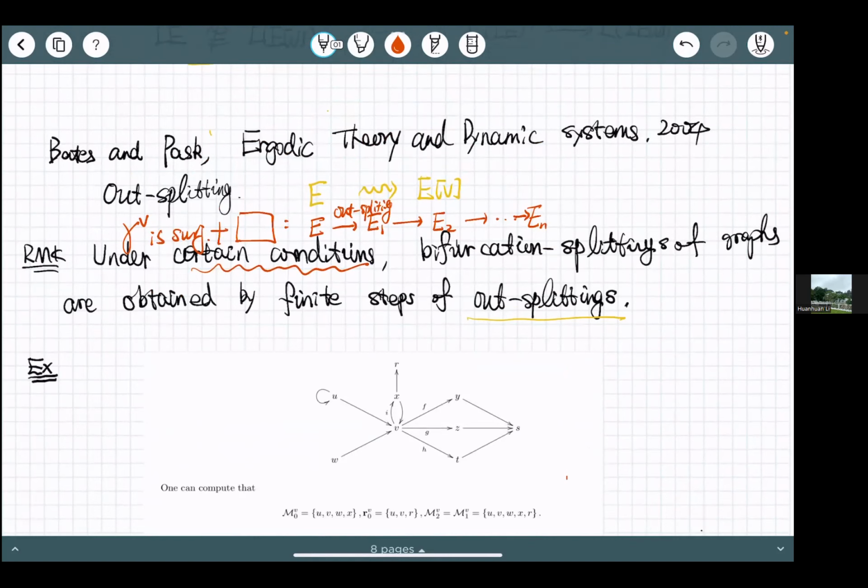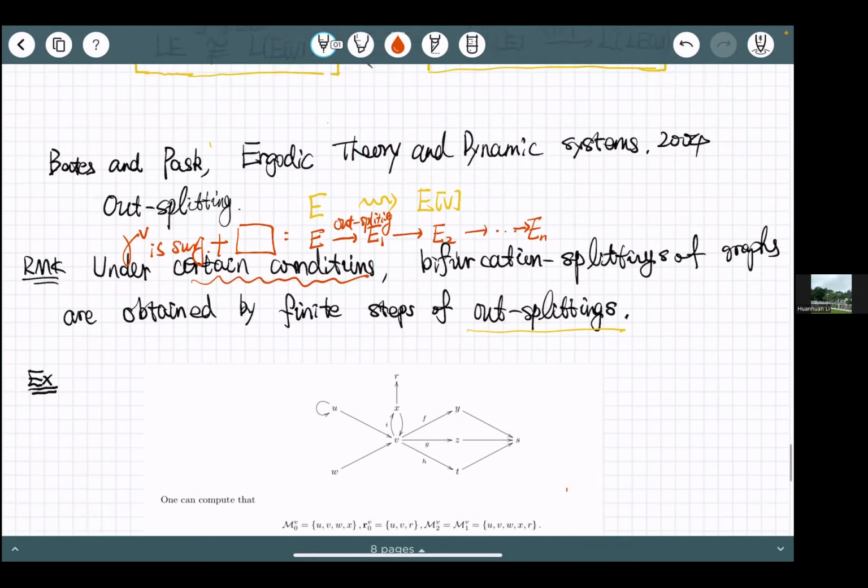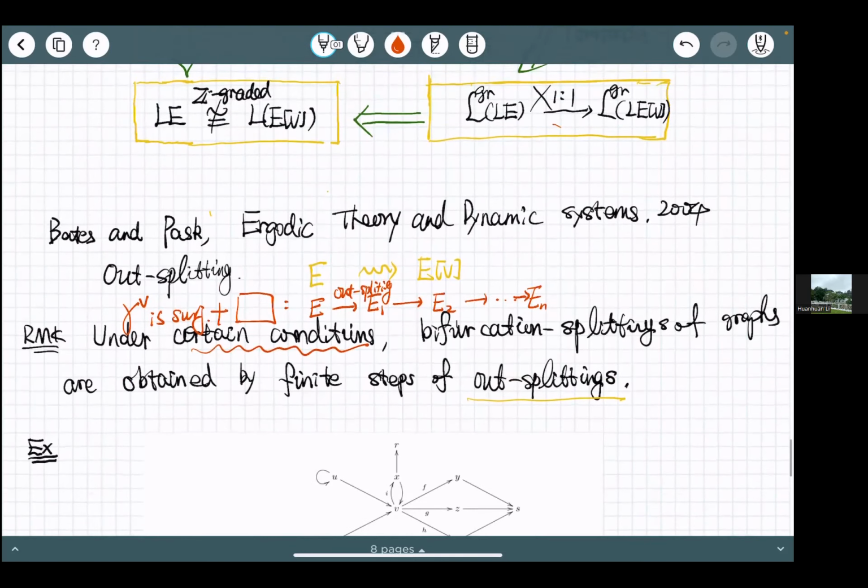A question about breaking loops: Ruth is asking me to ask you again. Can you draw a picture of what the bifurcation split of a graph consisting of a single vertex and n loops looks like?